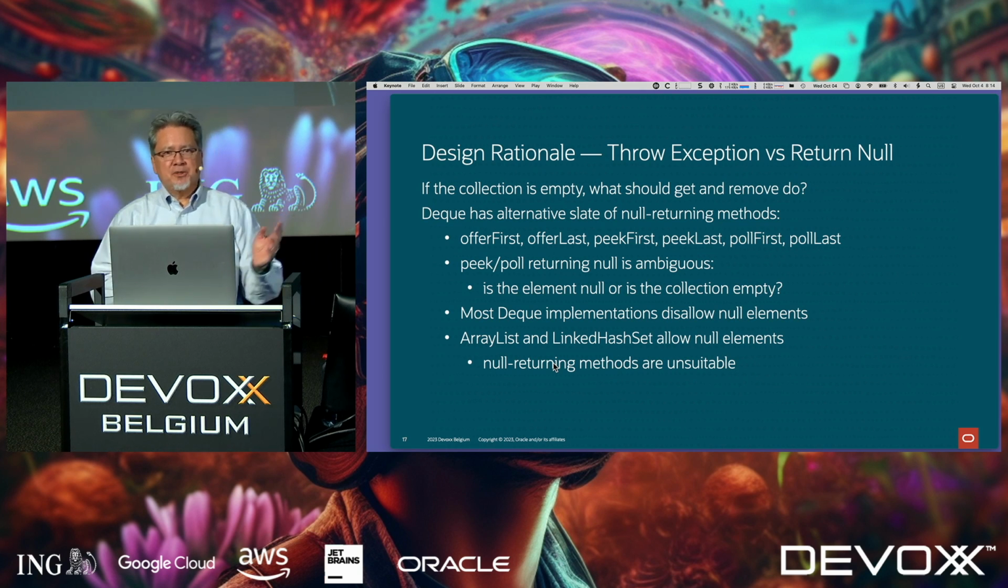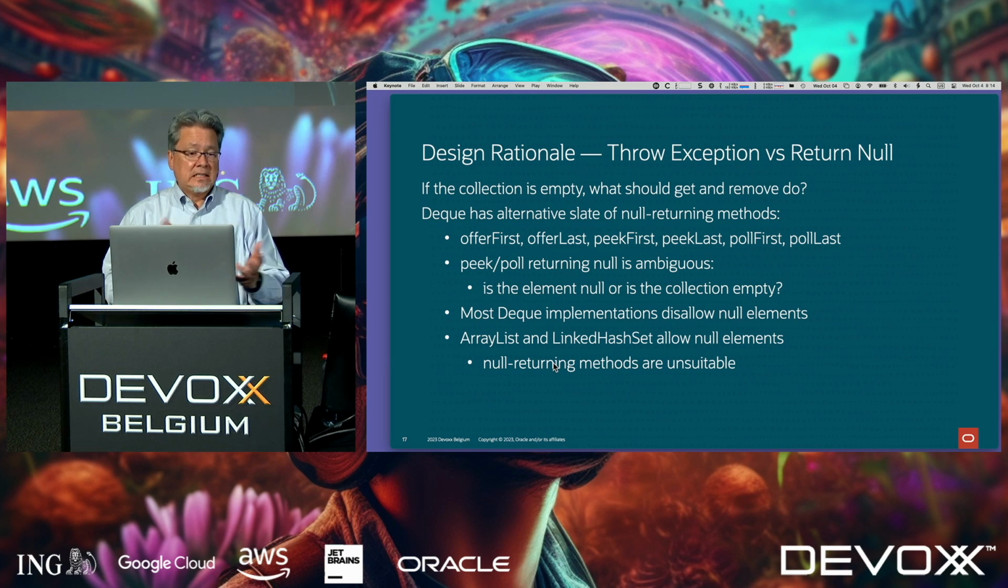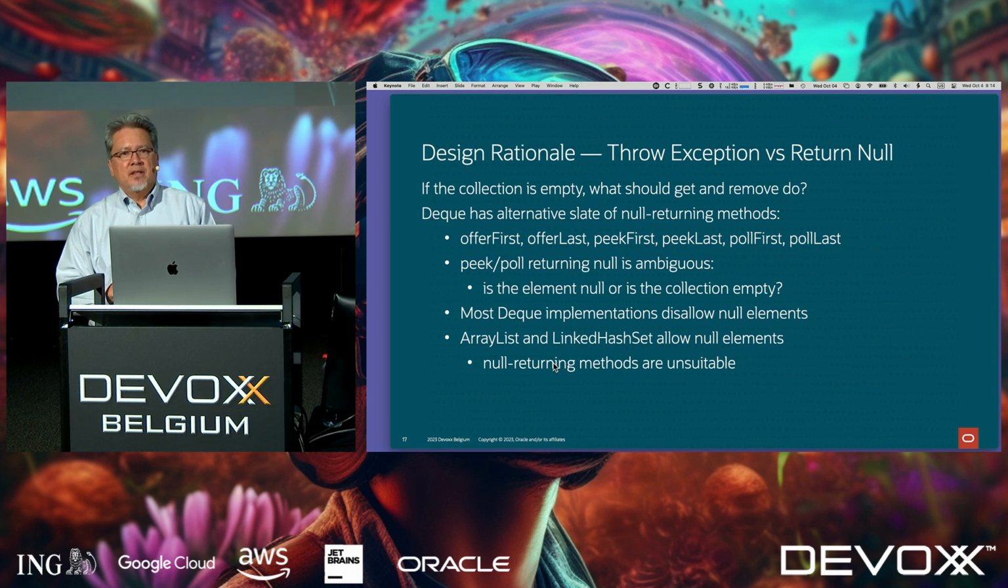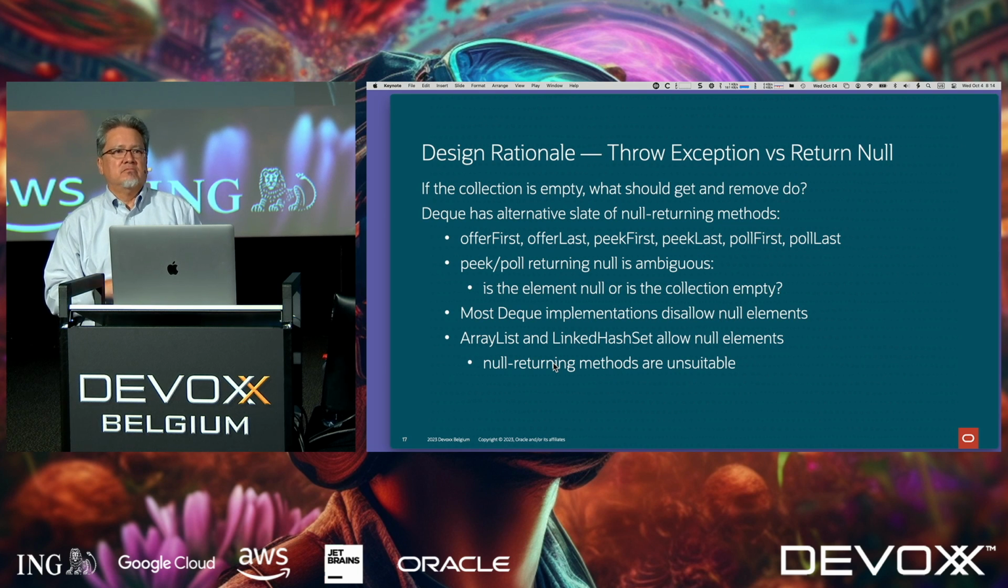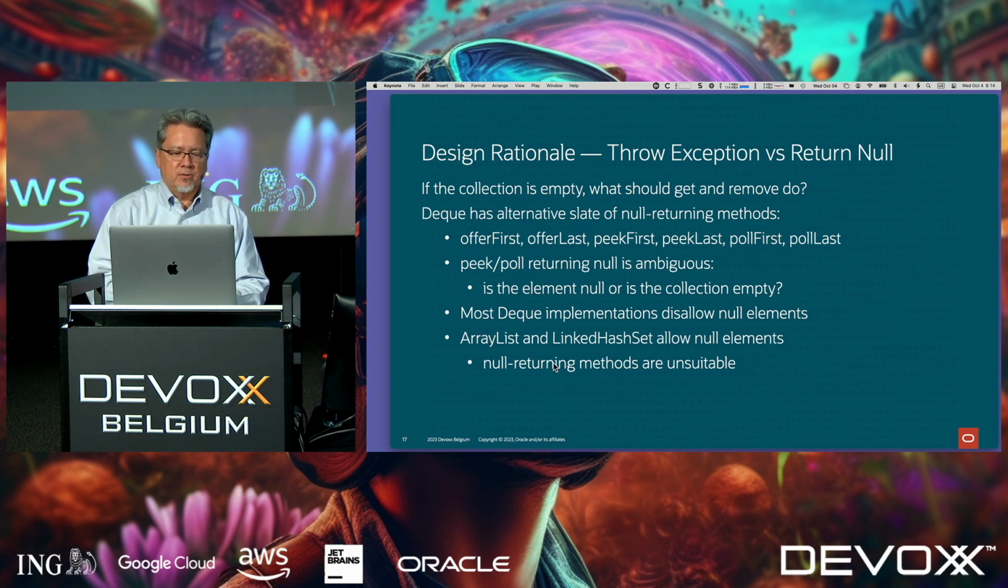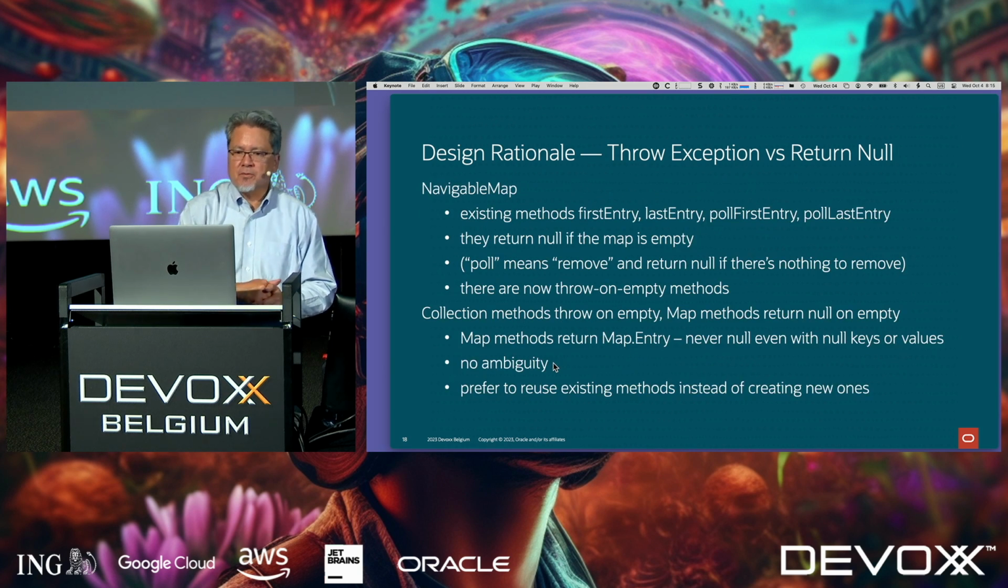I forgot to mention optional. People say, oh, well, if there's nothing there, you should use optional. Well, since we're reusing methods, the deck methods get and remove, they don't return optional. So we're not going to change the return type because that would be incompatible. Okay. I went through that.